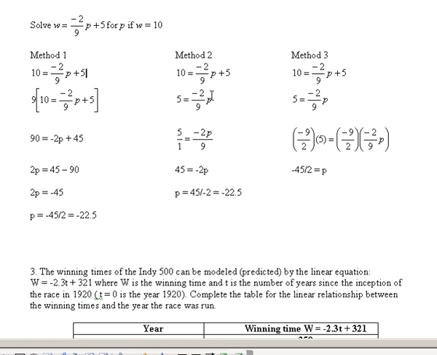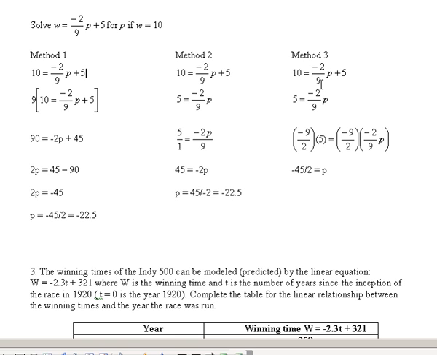Now another method of solving this is you could have subtracted the 5 first. So subtract 5 from both sides and get 5 equals negative 2/9 P. Now the 5 is the same as 5 over 1, and now we've got a fraction equals a fraction, and anytime you have that, you could cross multiply. So 5 times 9 is 45 equals 1 times negative 2p, which is negative 2p. Then just divide both sides by the negative 2, and I get the same answer I had before.